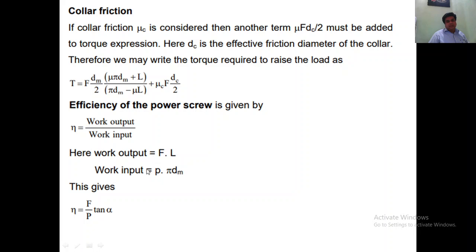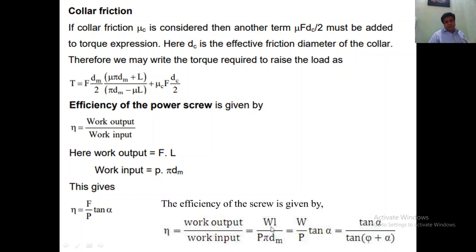So if you take these two, output by input, we will get efficiency eta as F L by P pi dm. So L by pi dm is nothing but tan alpha. This we have seen in the previous derivation. So this is the efficiency of the power screw when the load F or W is known, and P is the external force that has to be applied to maintain this load, and alpha is the helix angle.